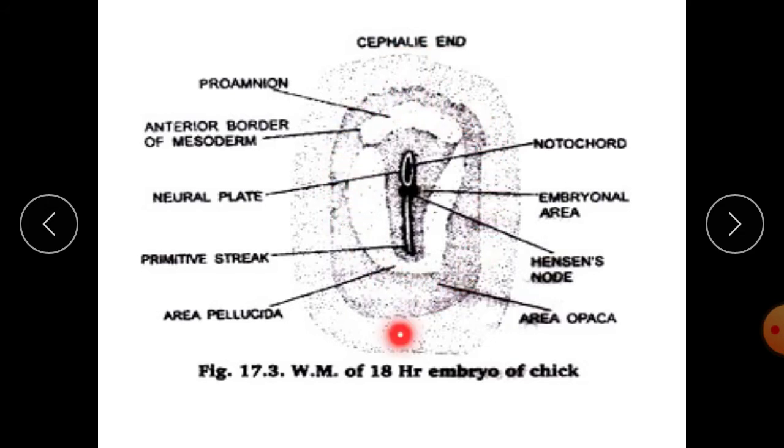Cephalic end, caudal end, area opaca. This is area opaca. This is area pellucida. Neural plate, primitive streak, Hensen's node, embryonic area, notochord, proamnion, anterior border. So this is the whole mount of the 18 hours embryo of chick.